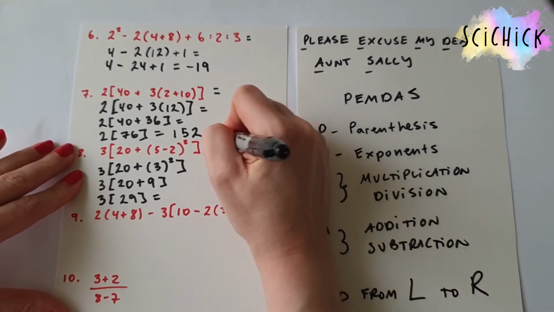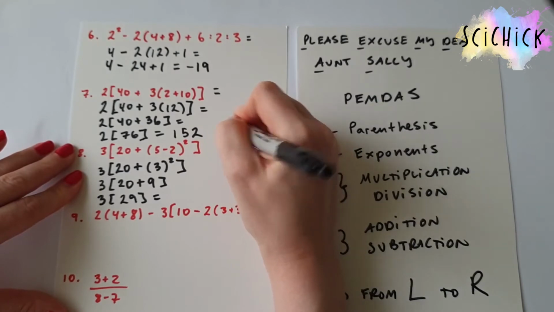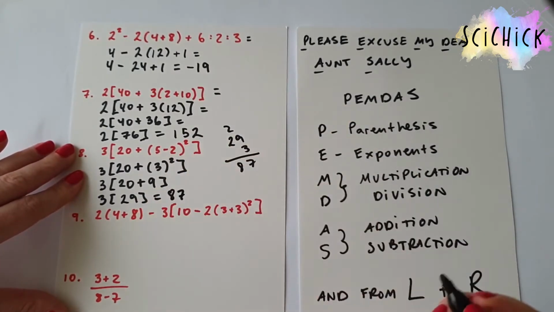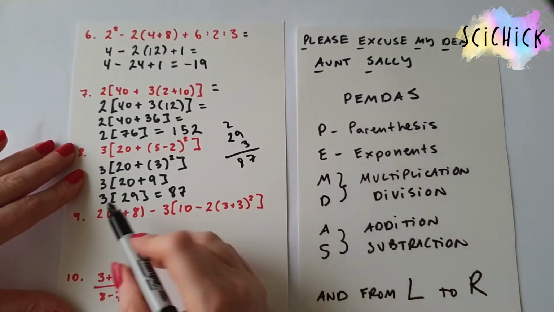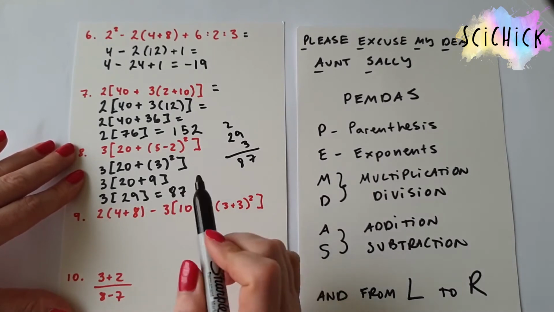Or you can just do your 7, 2 to 8, 87. You can do it like that as well, or use your calculator. I do most of these in my head, but so it's just a simple multiplication. 3 times 29 equals 87.